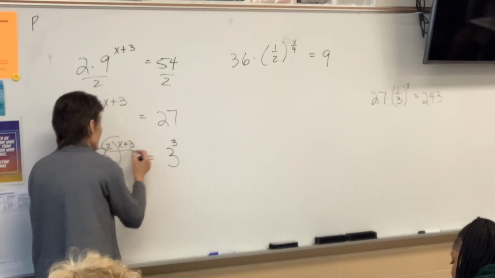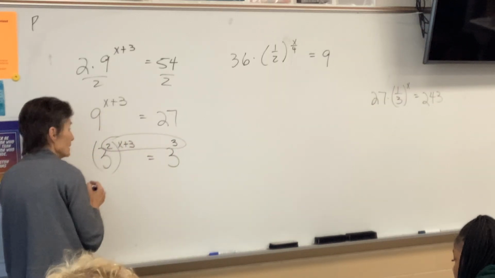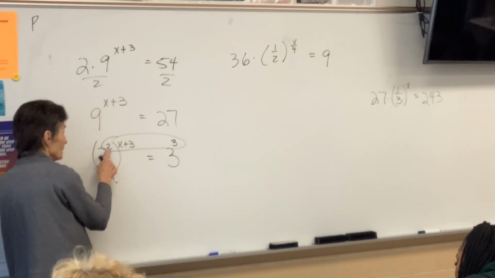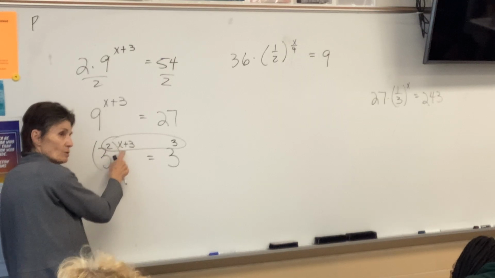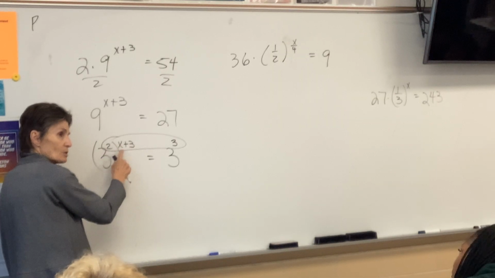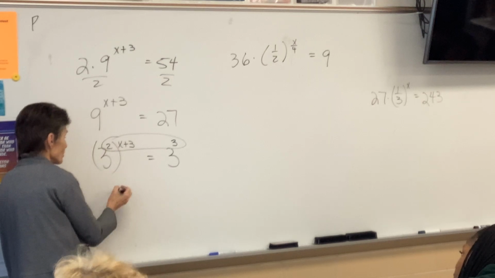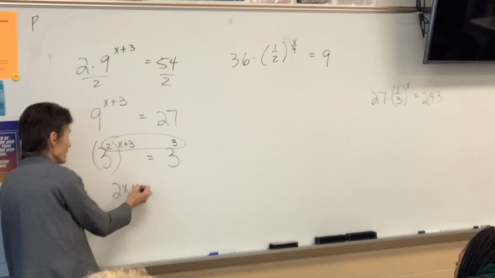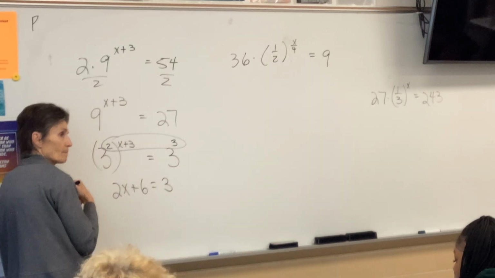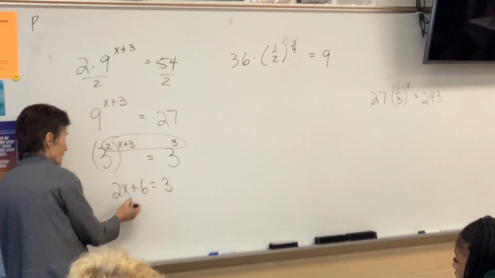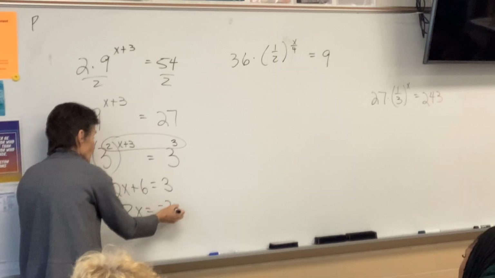So now our exponents are equal. Now be careful here. This is going to be a distribute. Does that make sense to you? These are being multiplied. So that's going to be a distribute. So it's 2x plus 6 equals 3. So 2x equals negative 3.